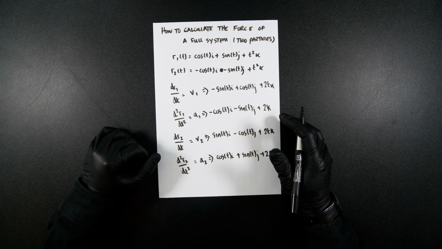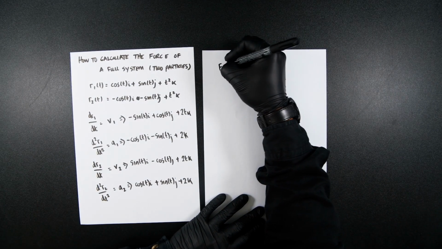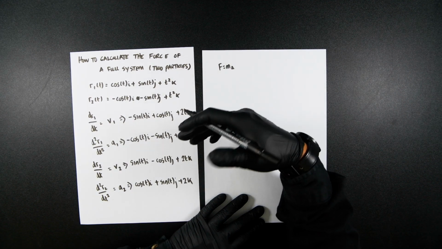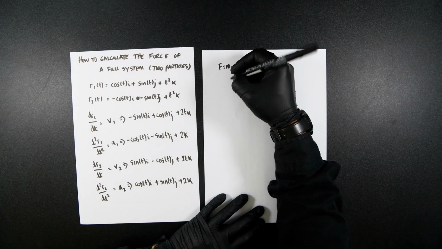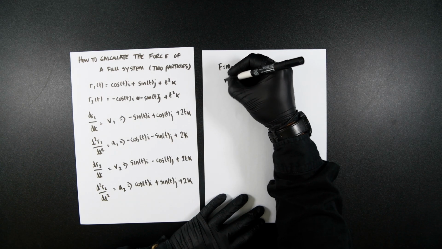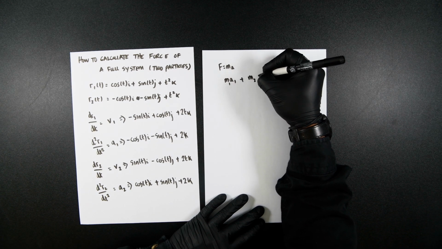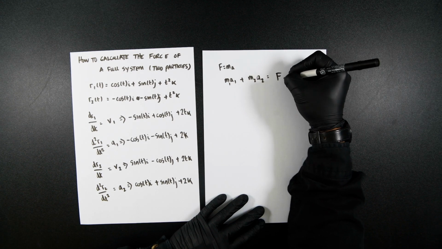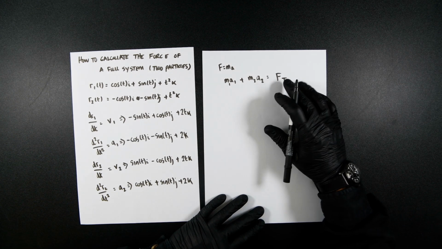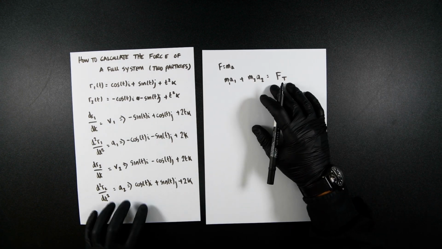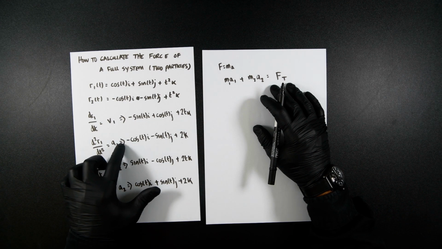Now in the next step, we'll plug it in to F equals ma to find out what the full system is. You should be familiar with F equals ma. And in this situation, we have two particles. So you're going to get m1a1 plus, let's say, m2a2, which is going to equal the total force of the entire system. So let's just plug them in. We're going to have this value of a2 and this one of a1.